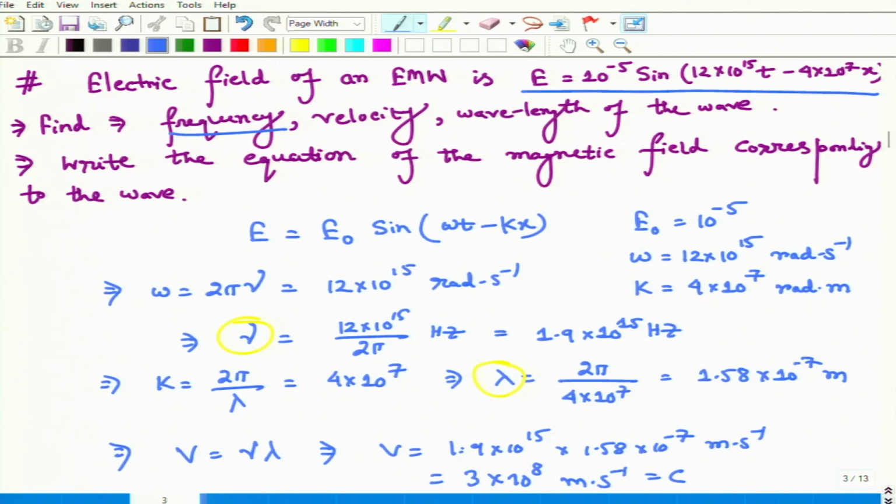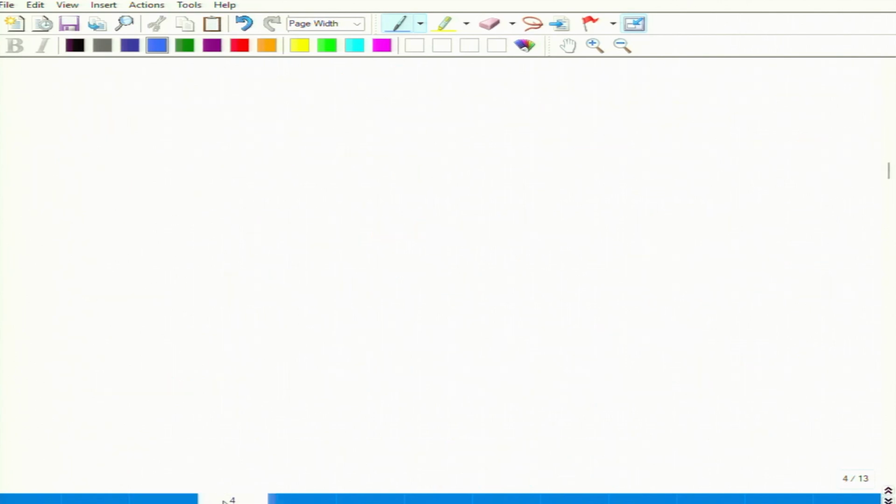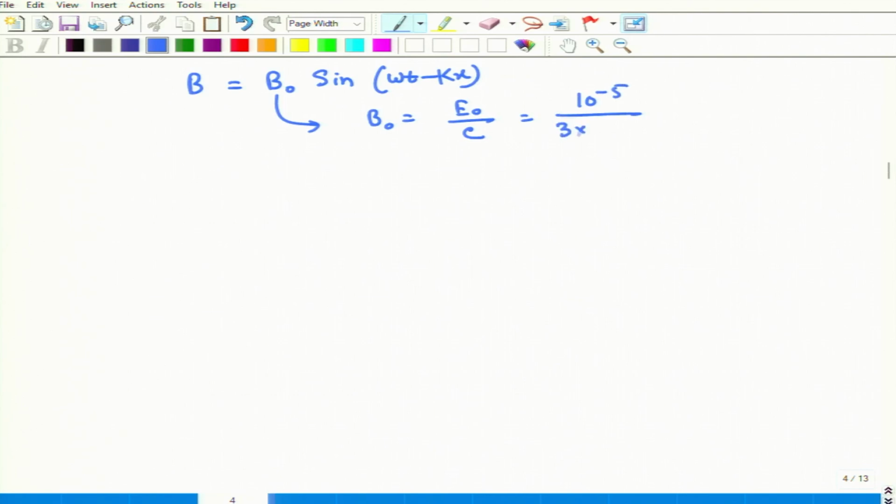So the next part is to write the equation of the magnetic field corresponding to the wave. It's also easy, nothing is there. We know that the magnetic field B we can write as B naught sine omega t minus kx. So omega t minus kx is already given in the first part of the question in the form of the electric field. So from there we can directly copy paste. But before that we have to evaluate the B naught. What is the B naught? B naught, we know, is E naught by c. So what is E naught? E naught is 10 to the power minus 5, divided by 3 into 10 to the power 8.